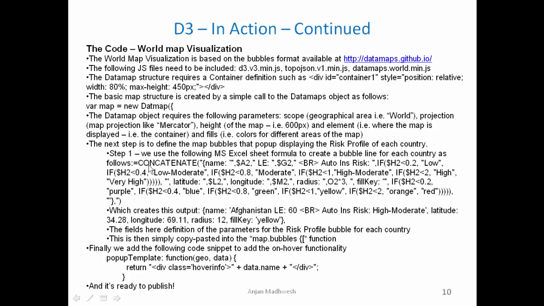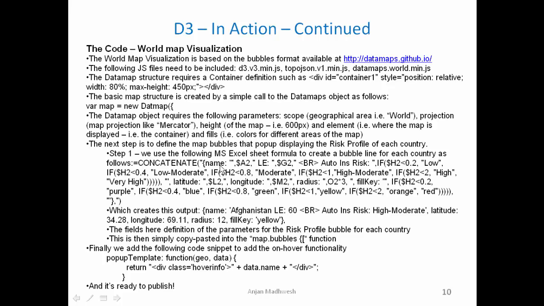And the next step is to define the map bubbles that pop up displaying the risk profile for each country. So in this case, we go back to the Excel sheet, and then we use a nice long formula to create the list of definitions for each of these countries that we are going to basically copy paste from Excel and put into the source code.